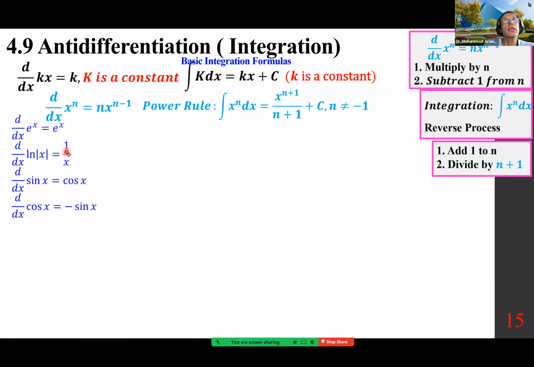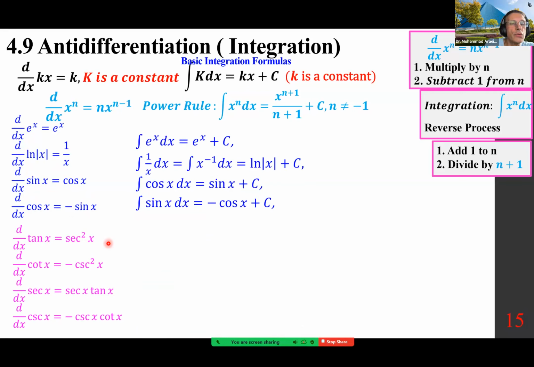Tangent. The derivative of tangent is secant squared. So the integral of secant squared, and we have to put dx, that tells us what is the independent variable, is tan x plus a constant. The derivative of cotangent is minus cosecant squared. The integral of cosecant squared dx is minus cotangent of x plus a constant; we take the negative to the other side. Secant gives you secant x tan x. So the integral of secant x tan x is secant x, and of course a constant. And the derivative of cosecant is minus cosecant cotangent. The integral of cosecant cotangent dx is minus cosecant x plus a constant.